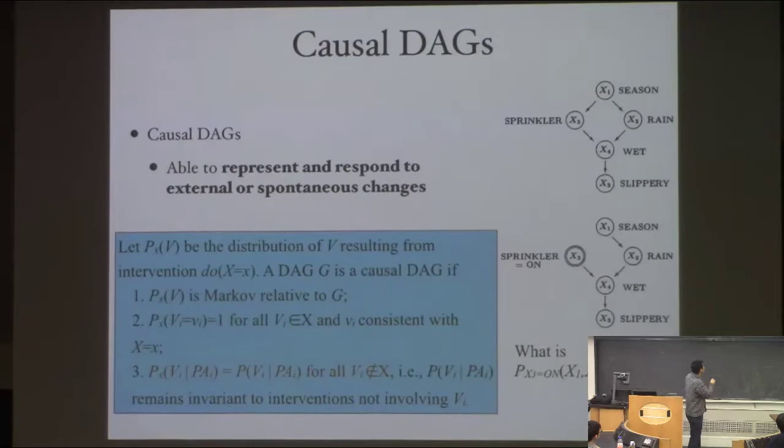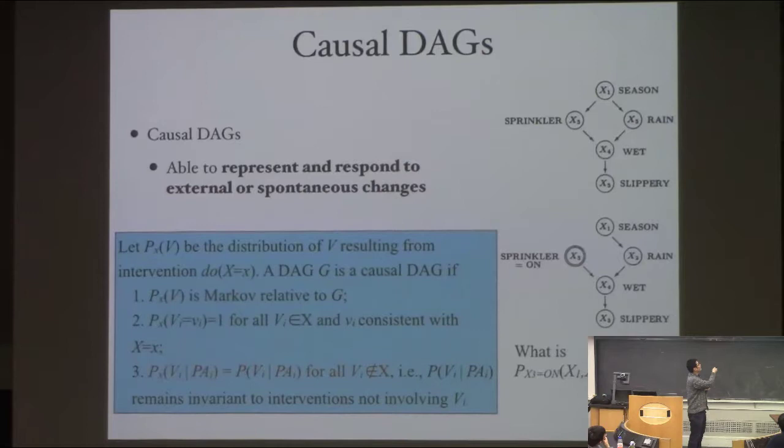The second one says, for the variables on which I do these interventions, the value is fixed. So basically, you have a set of variables X, which you intervene on. Now you can see, if this value vi is consistent with that value x, then this probability is 1, because you already know the value, you fix the value, right? You set the value to some particular value, small x. That's why this is very trivial. Why?